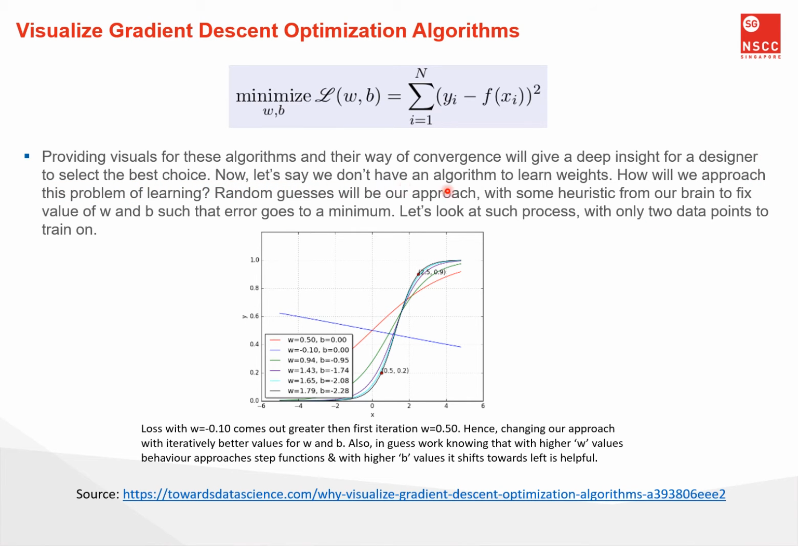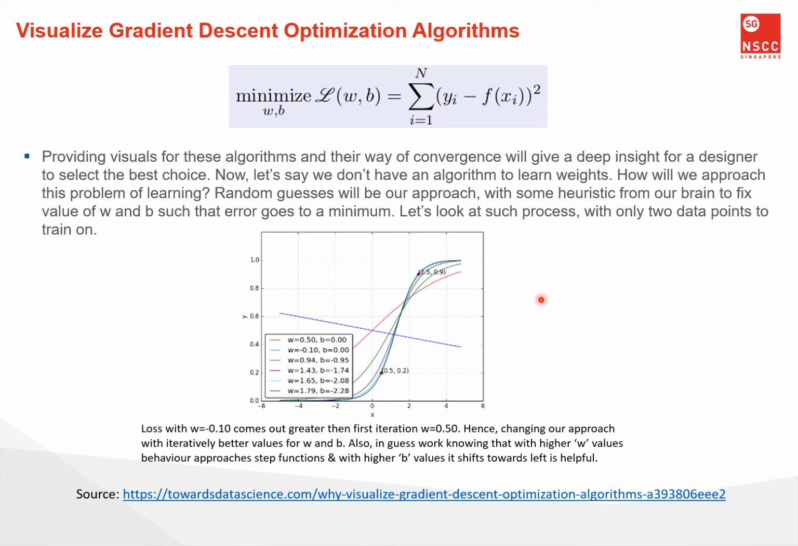Now let's say we don't really have an algorithm to learn weights. How will we approach this problem of learning? Random guesses, randomly putting the weights, could be one way to solve the problem. But gradient descent means that instead of random guessing, which will take us forever to guess the right combination of weights, we use the gradient calculation to tell us the direction in which we need to adjust the weights. And this gradient descent algorithm has proven itself able to solve this problem in many cases. It may take longer for some problems, but it will still find the minimum point.